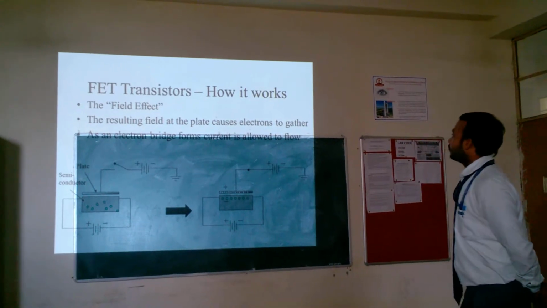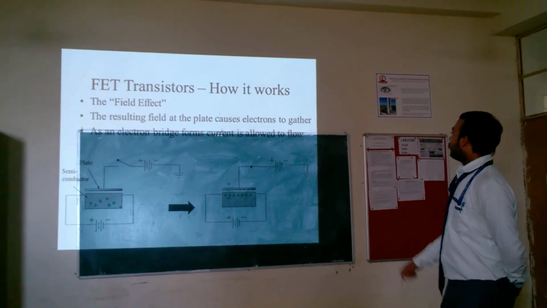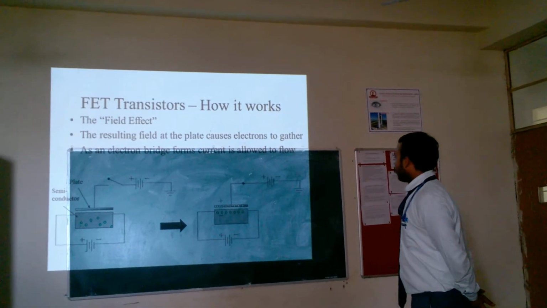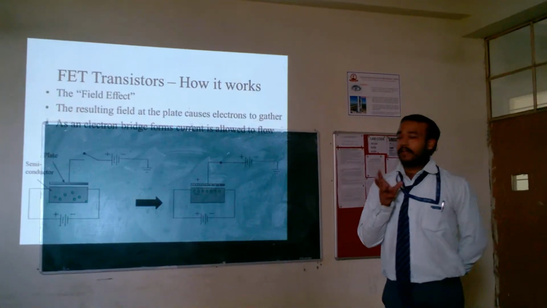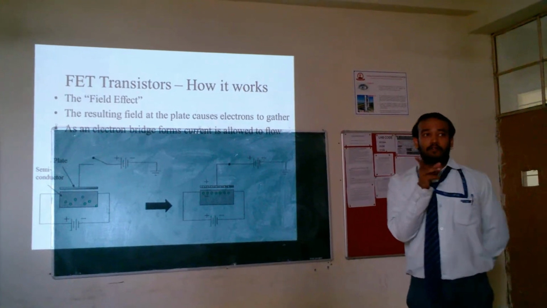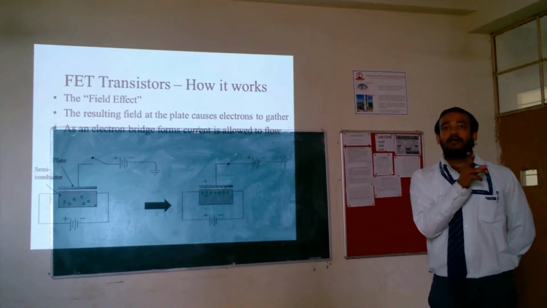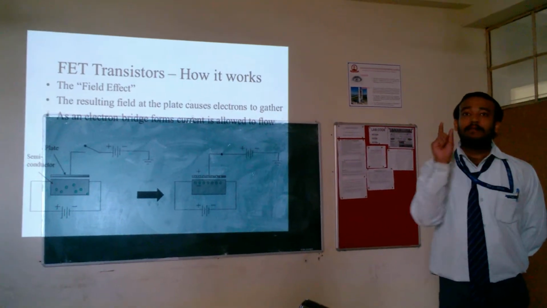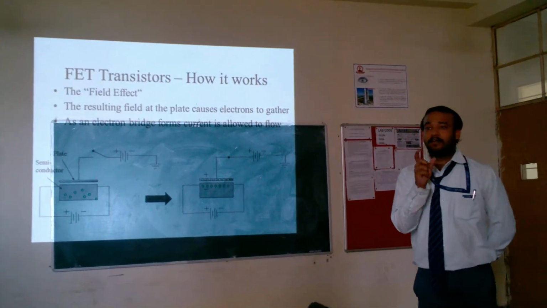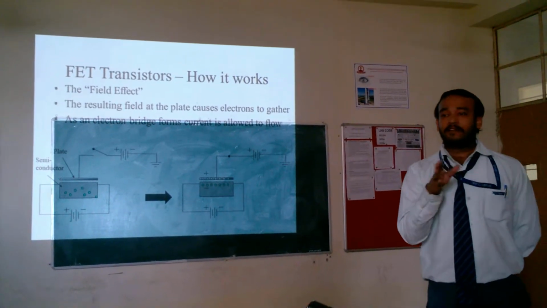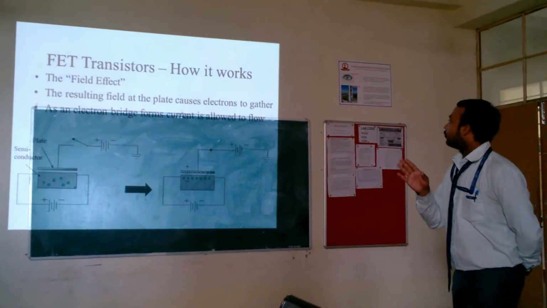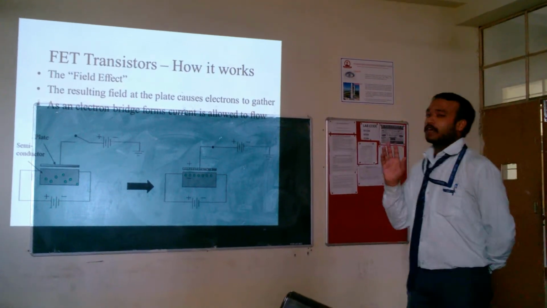How a FET works: the resulting field at the plate causes electrons to gather as an electron channel, through which current is allowed to flow. Electrons flow from emitter to collector. Some part of the electrons is consumed by the base, but about 97% go from the emitter to the collector, current starts to flow, and the transistor starts to work.